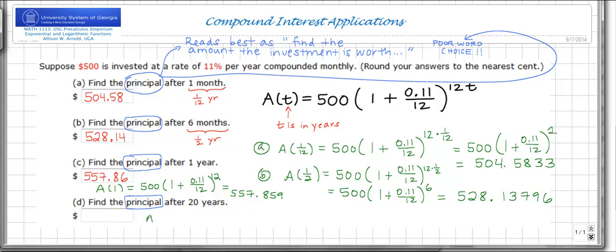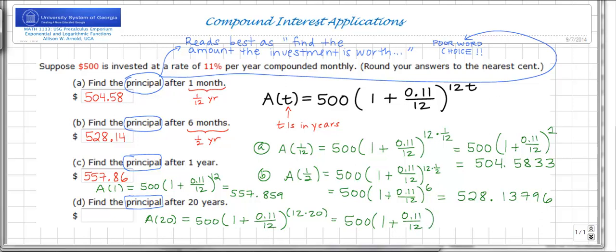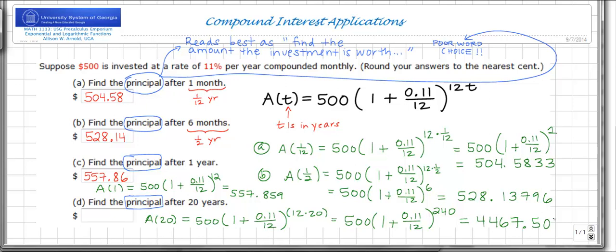Okay, and then lastly, the question is how much is the investment worth after 20 years? So you would calculate letting T be 20 years. So 500 times 1 plus the periodic rate to an exponent that is 12 times 20, or an exponent of 240 for a final calculation of $4,467.5077, okay, which we would round to 4467.51.